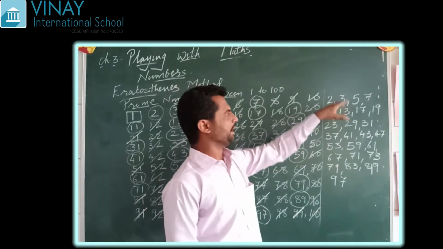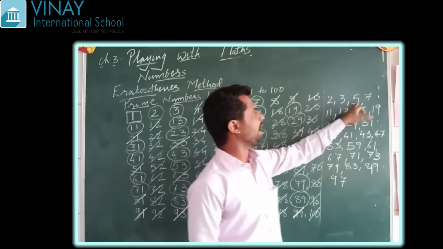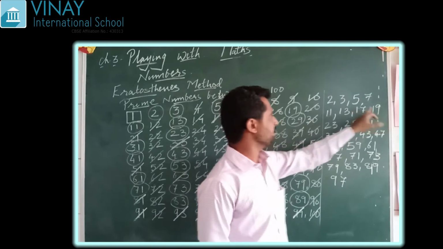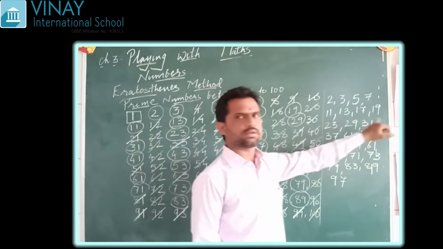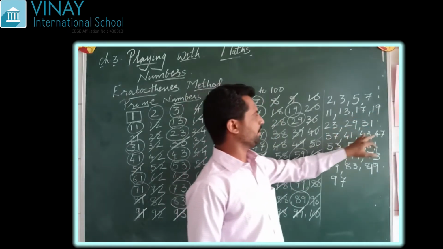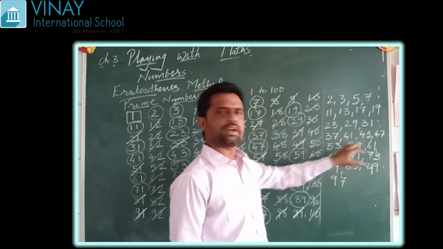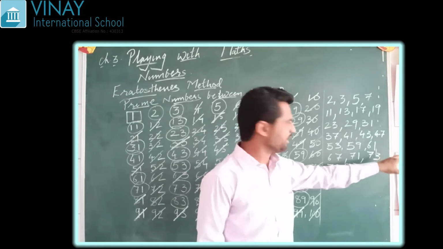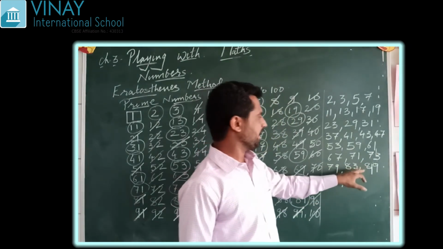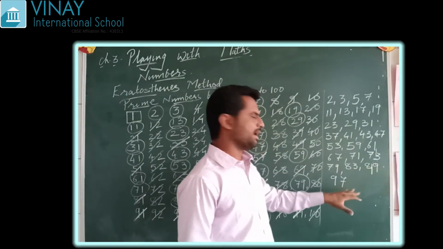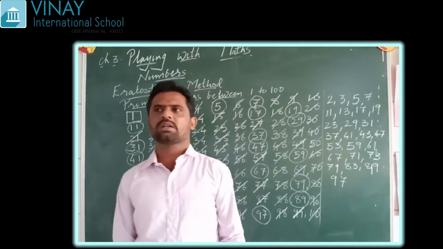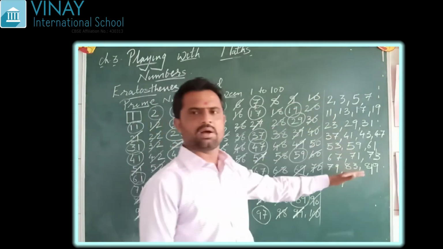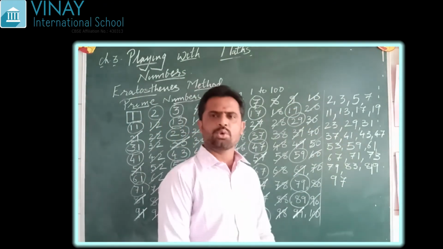Once again I am repeating: 2, 3, 5, 7, 11, 13, 17, 19, 23, 29, 31, 37, 41, 43, 47, 53, 59, 67, 71, 73, 79, 83, 89 and 97. These are the prime numbers from 1 to 100. It means these are the numbers which have only two factors.